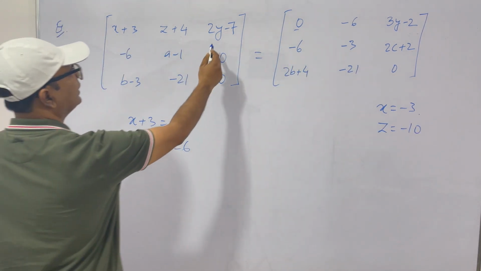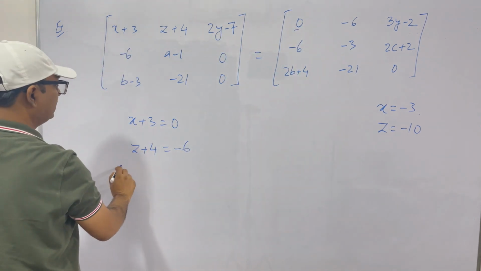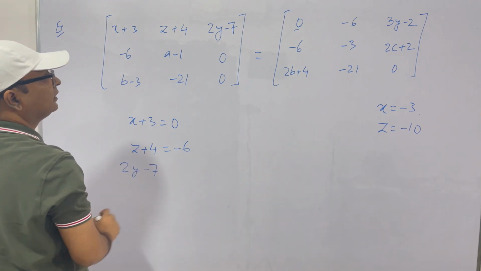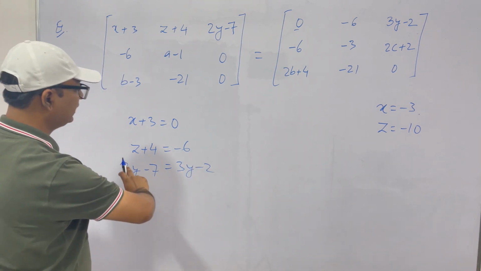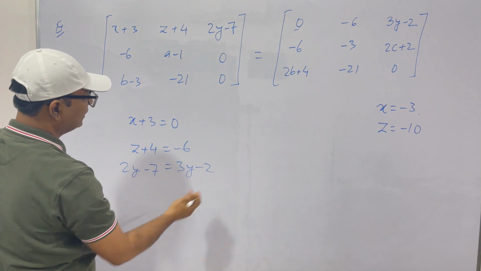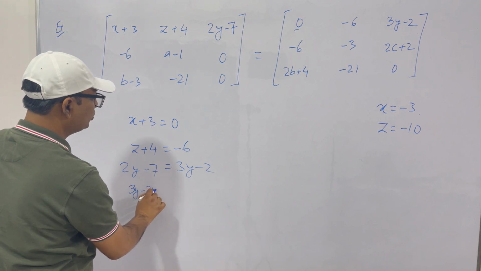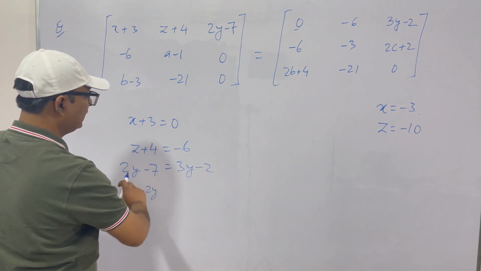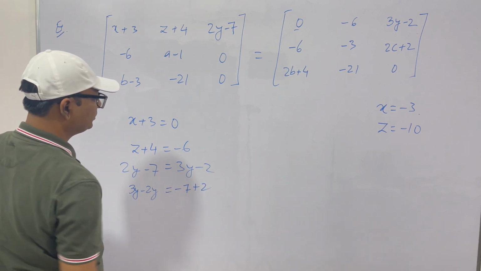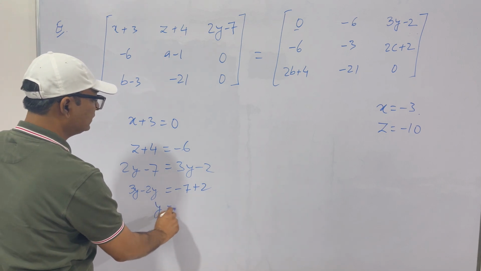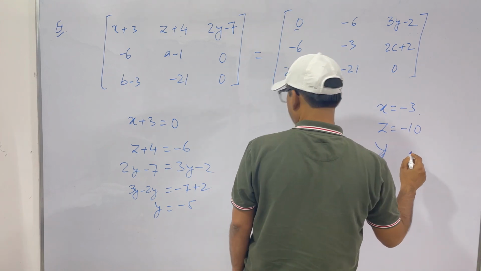Then see here, third column, first row, third column, first row. What we get? 2y minus 7 is equal to 3y minus 2. So let's rearrange. I'm taking y to this side and the number to the other side. So this will be 3y minus 2y. This is plus here, so here minus. And this side, what we'll get? Minus 7 plus 2. Clear? So this is y, this is minus 5. So from here we get y is equal to minus 5.